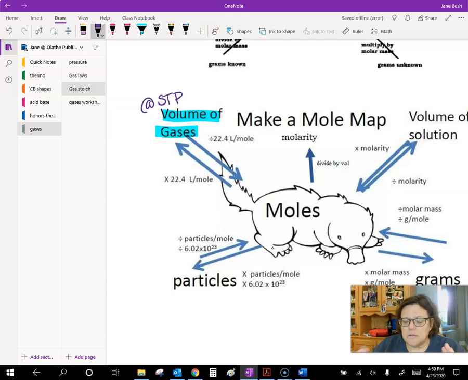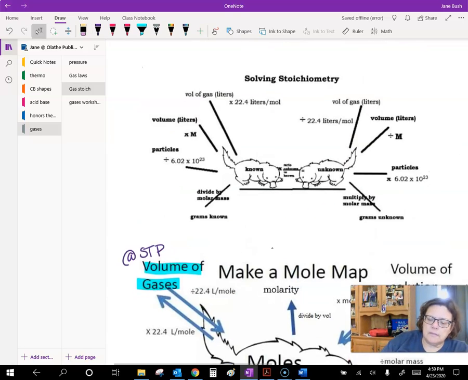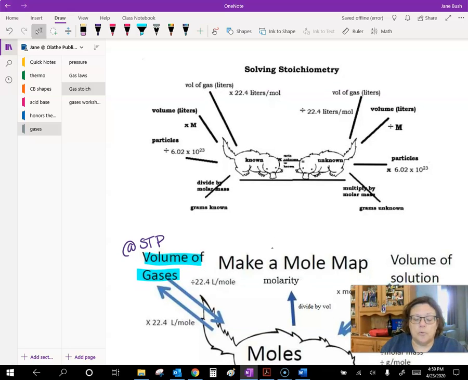Okay? So, we can add that in to our mole bridge. We can add in a volume of gas, and I'm going to put at STP here because that's important. You multiply by 22.4 liters per mole. Okay? And again, if you're solving for the gas at STP, you can divide by 22.4.